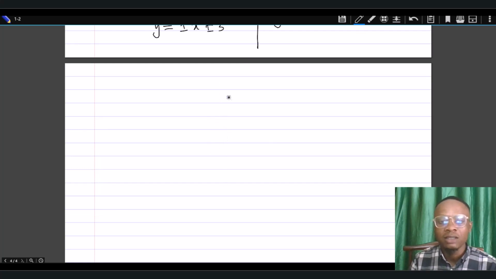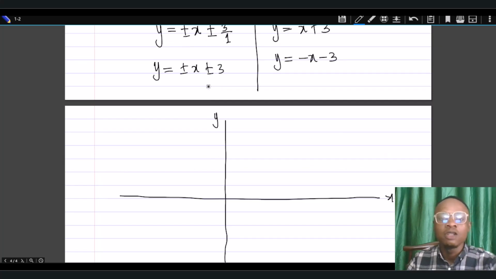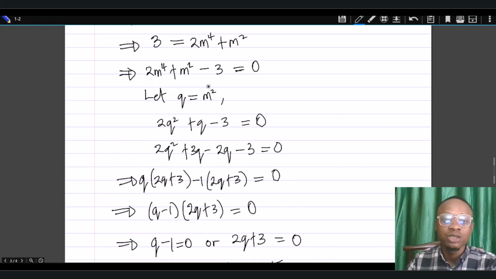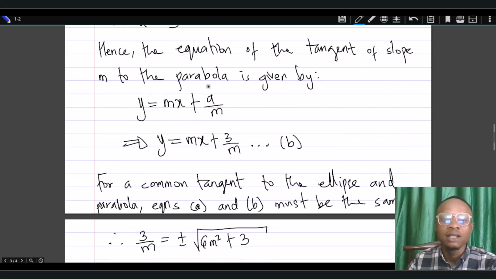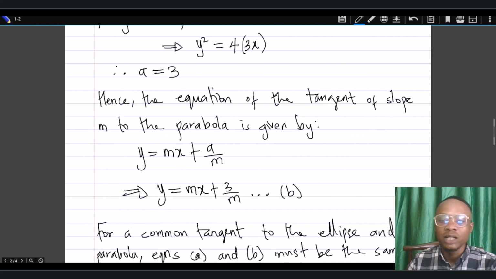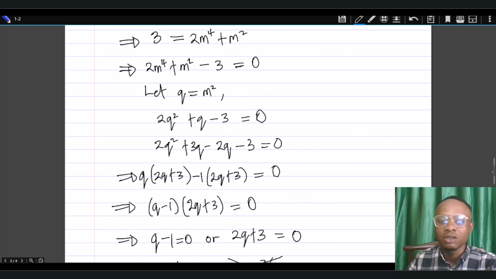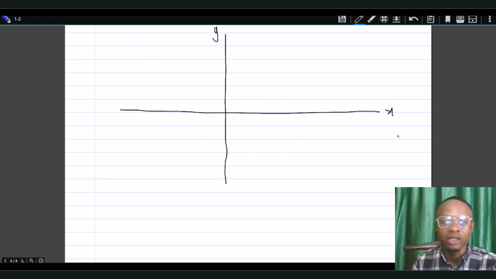Let's make that straight a bit. So we have this here and this here. So this is the x-axis, this is the y-axis. So for this, we have a to be root 6, as we saw earlier, for the ellipse, and b to be root 3. So we can make use of that information to sketch the ellipse here.